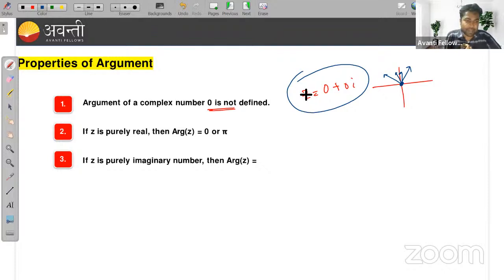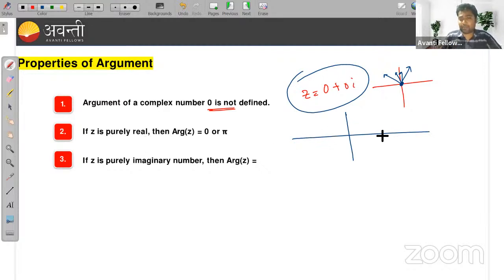Come to the second property. What is it saying? If Z is purely real, okay, if Z is purely real, then the argument of Z is equal to 0 or pi. Okay. Similarly, you can visualize easily here also.